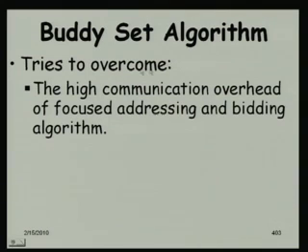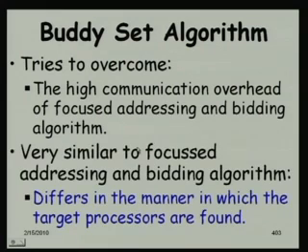So, we have the buddy set algorithm, which tries to overcome the communication overhead problem of the focused addressing and bidding algorithm. It is similar to that. You will observe that it is very similar in working, but the communication overhead here is much less. It also needs to keep a status table etc., but it only differs in the manner in which the target processors are found. So, let us see this algorithm, the buddy set algorithm.